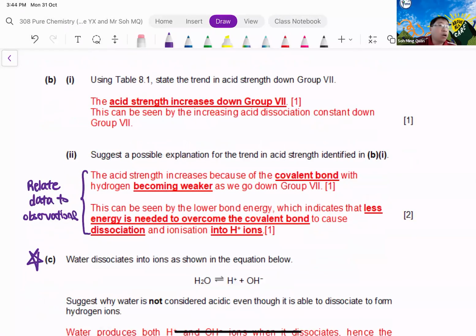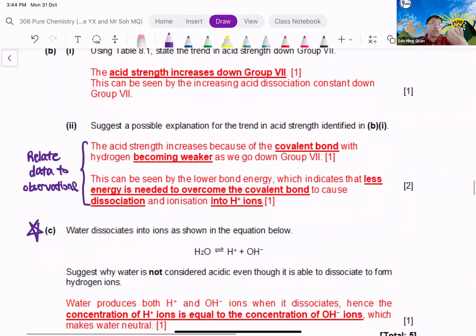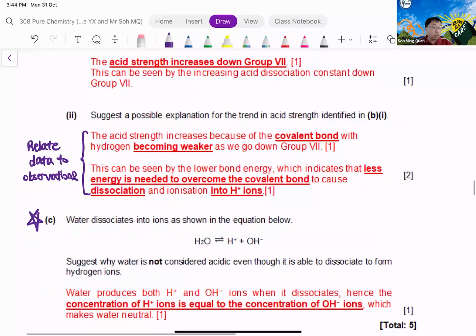Water is neutral. All of us know that. Even as Sec 2 students, you learn this in Sec 2. Pure water has a pH of 7. It's neutral. But why? So what makes something neutral? What makes something neutral is this equation. Water produces both H+ and OH- when it dissociates into ions. So the concentration of H+ is equal to the concentration of OH- ions. When both H+ and OH- are equal in concentration, the substance is neutral. This is the definition of neutral.